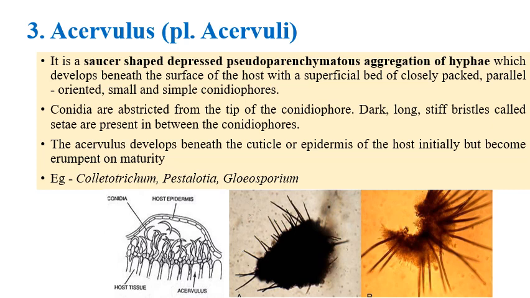Acervulus is singular, plural is Acervulae. It is a very important one, exactly looking like a saucer-shaped depressed pseudoparenchymatous tissue just beneath the surface of the host, not exactly on the surface. This kind of structure is produced by fungi like Colletotrichum, like all the anthracnose.